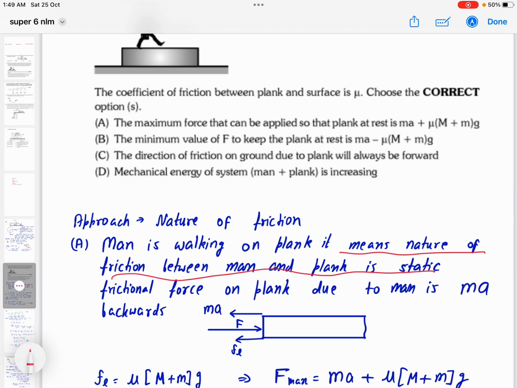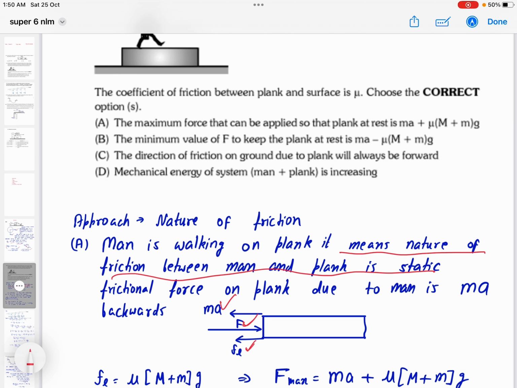Now when it comes to option A, the maximum force that can be applied, right? So ma is acting in the backward direction. If you are applying force F in the forward direction and that applied force exceeds ma, then the friction from the lower surface will try to counter it, will try to balance it, right beta? As you increase this F force beyond ma, the friction from the ground will come into action, so this will increase.